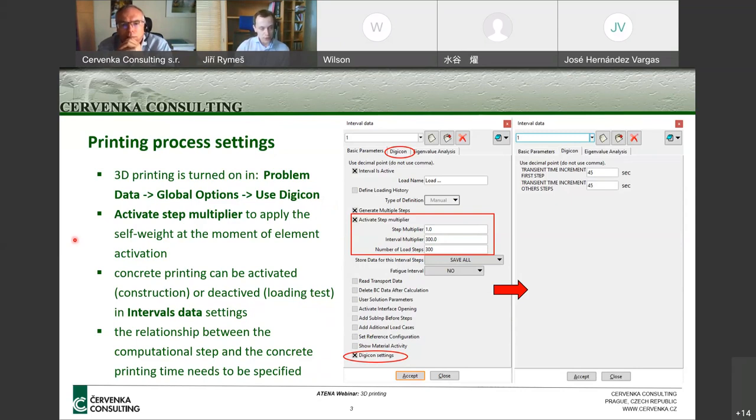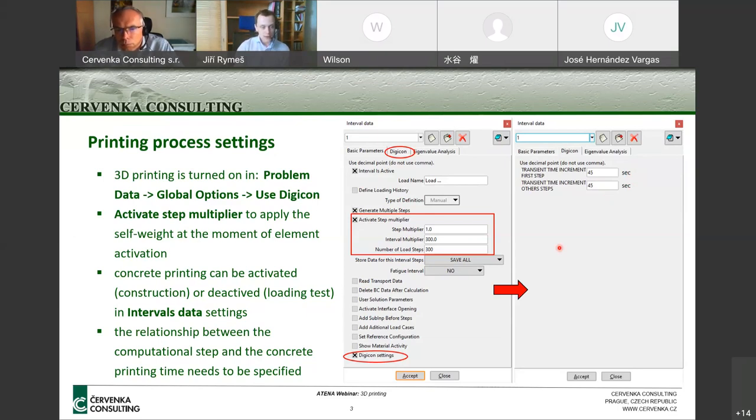Then another thing which should be taken care of is the interval settings definition. Maybe I should mention at the beginning that this is done in the static module of ATENA, where you normally don't have a relationship between the computational time step and the time. However, for the analysis of 3D printing, you need to define this one. And this is done in the interval setting. If you activate the Digicon settings here, a new tab pops out, and in that tab you can define how long each computational step takes in terms of time, or you can define that the first step is different if you need it for some reasons in your analysis.